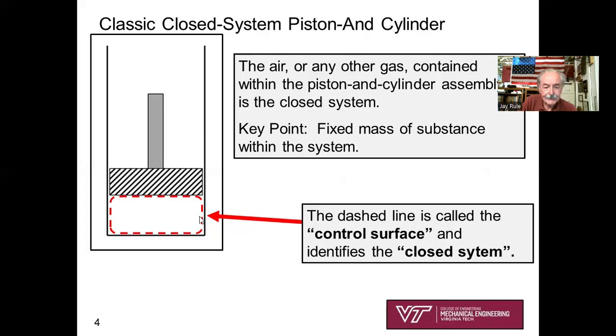and I've done that in red to depict what's called a control surface. That dashed line indicates to other engineers and yourself that the system that you're going to be analyzing is the air or whatever gas is trapped inside the piston and cylinder. So you're clearly defining, this is my system, and for this situation, it's a fixed mass of gas contained within the piston and cylinder. So the dashed line is called a control surface that you draw. And what's inside that control surface, we're going to identify as a closed system. No mass coming in or out. Fixed mass. Simple as that.